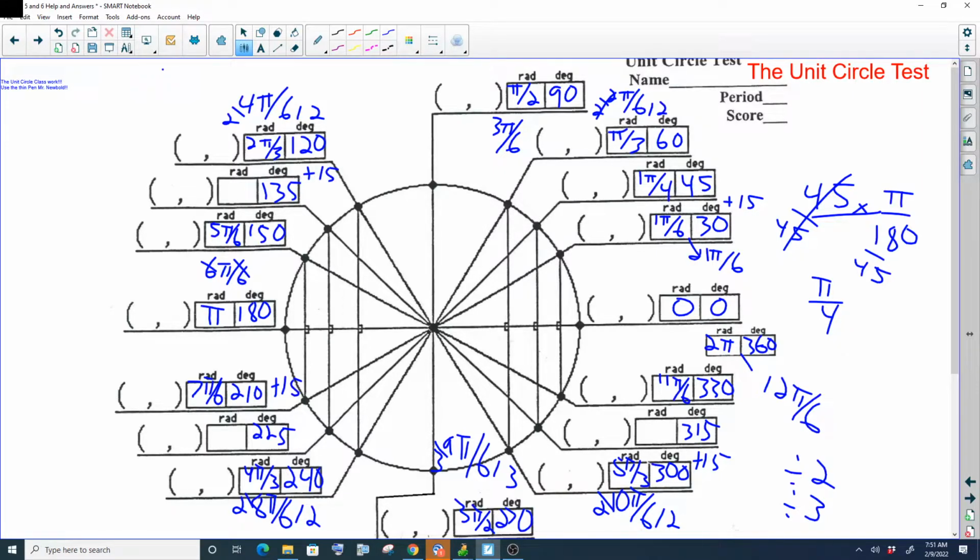So we're going to go 1 pi over 4, up here is 2 pi over 4, which reduces to a half, just like the other one. 3 pi over 4, there it is, 3 pi over 4.